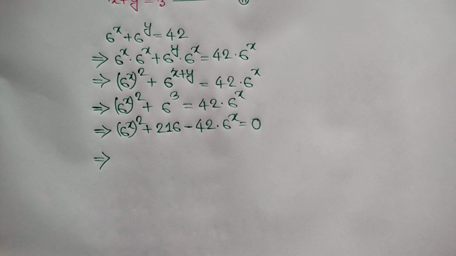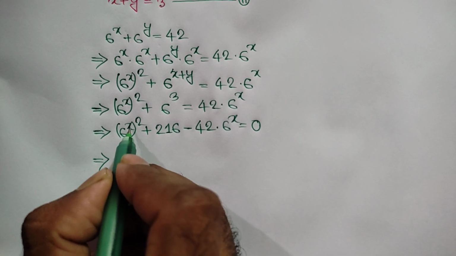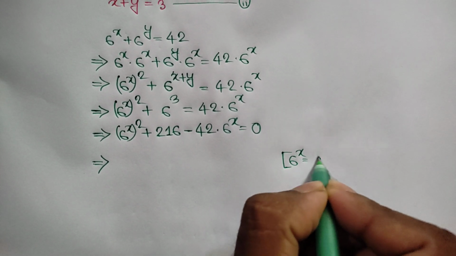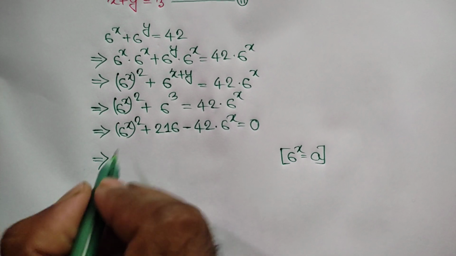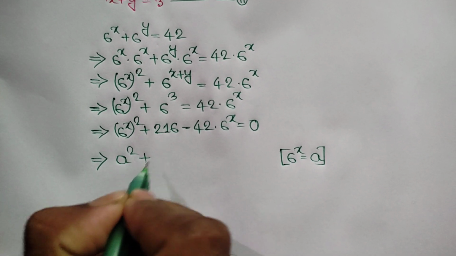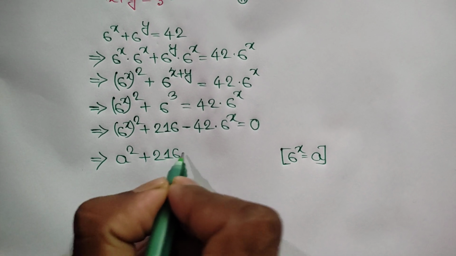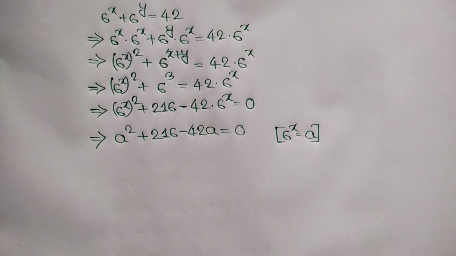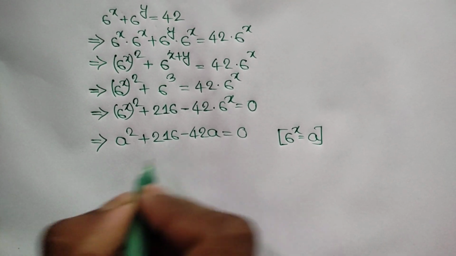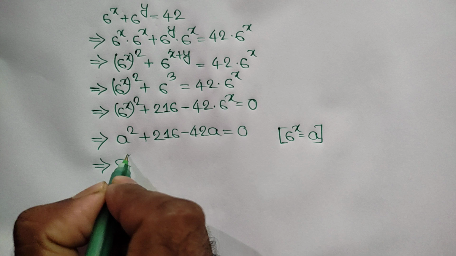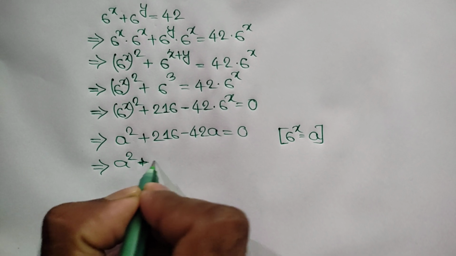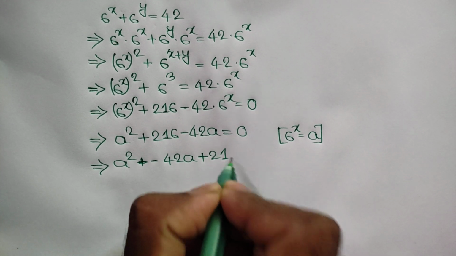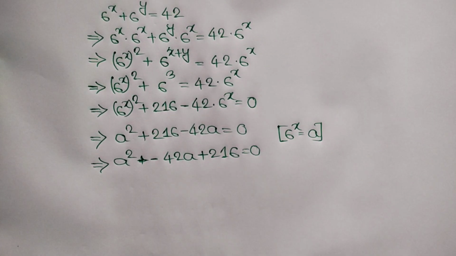Or let's consider 6 to the power x is equal to a. So we get a square plus 216 minus 42a is equal to 0. Now rearranging it, we can write a square minus 42a plus 216 is equal to 0.